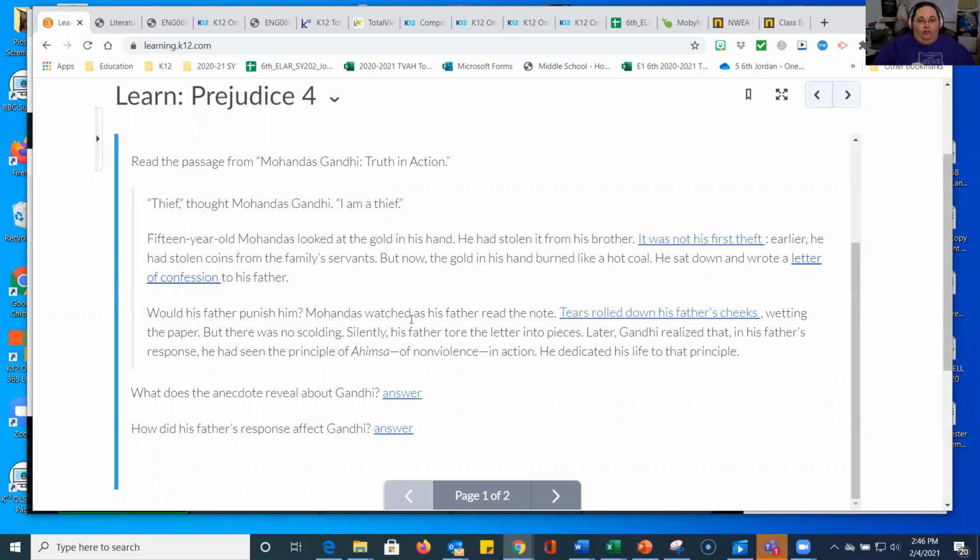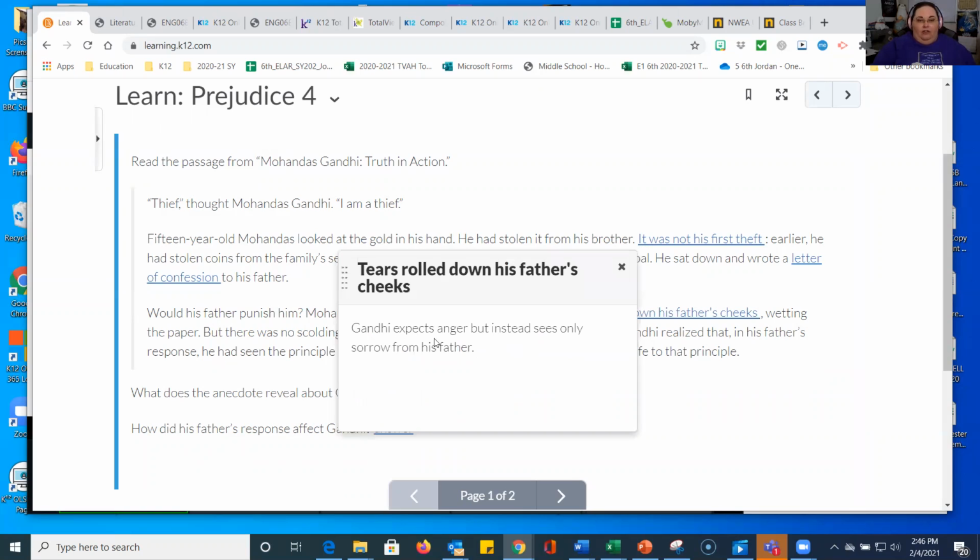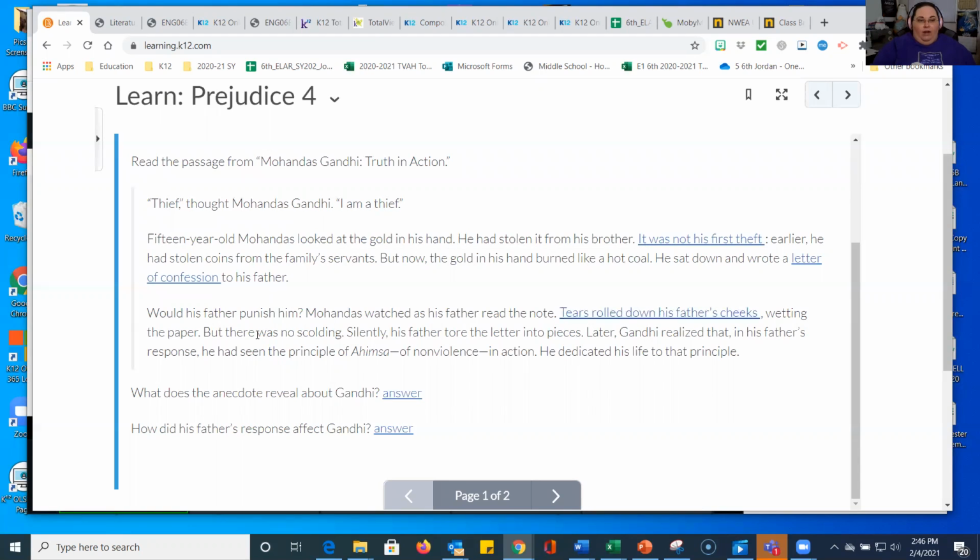Mahatma watched as his father read the note. Tears rolled down the father's cheeks, wetting the paper, but there was no scolding. Silently, his father tore the letter into pieces. Later, Gandhi realized that in his father's response, he had seen the principle of ahimsa, of nonviolence in action. He dedicated his life to that principle.